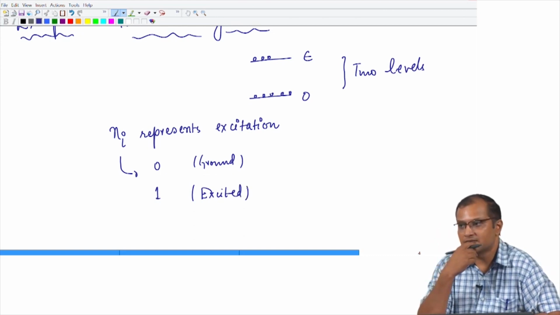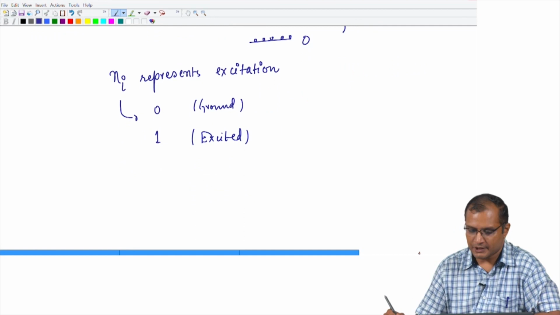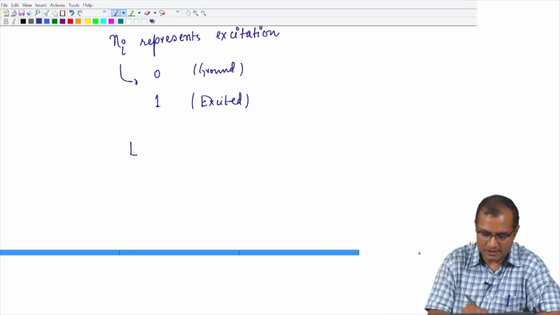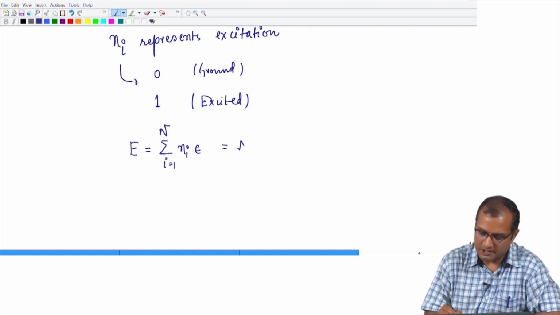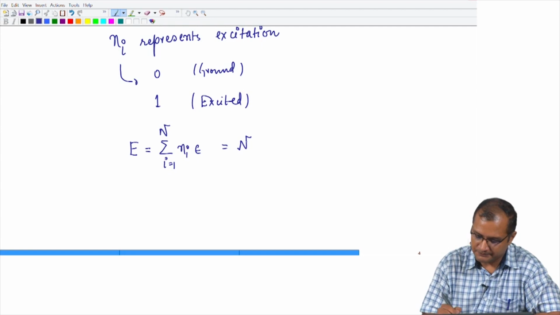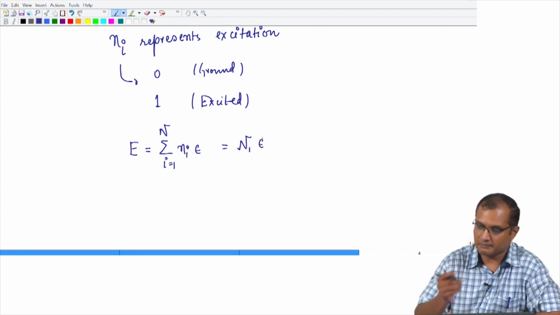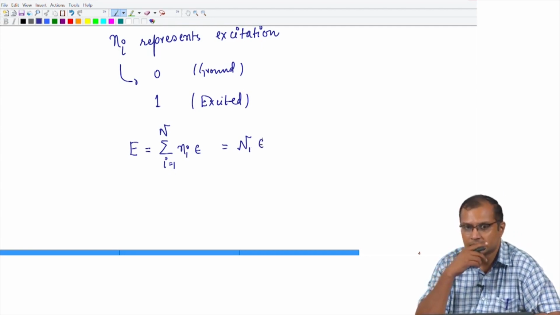Fine. So, I know that the energy of the total system can be written as nothing but the summation over i of Ni epsilon, where i runs from 1 to the total number of particles in the system. Eventually this will be nothing but N1 epsilon, the total number of particles that are excited in some sense, fine.